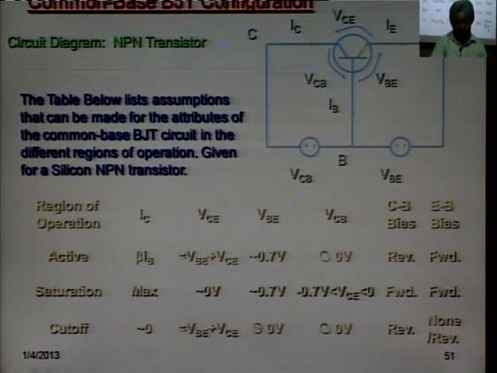So, you can also use the transistor with a common base configuration. Here base is common, base is earth. These are the different regions of operation: active, saturation and cutoff.